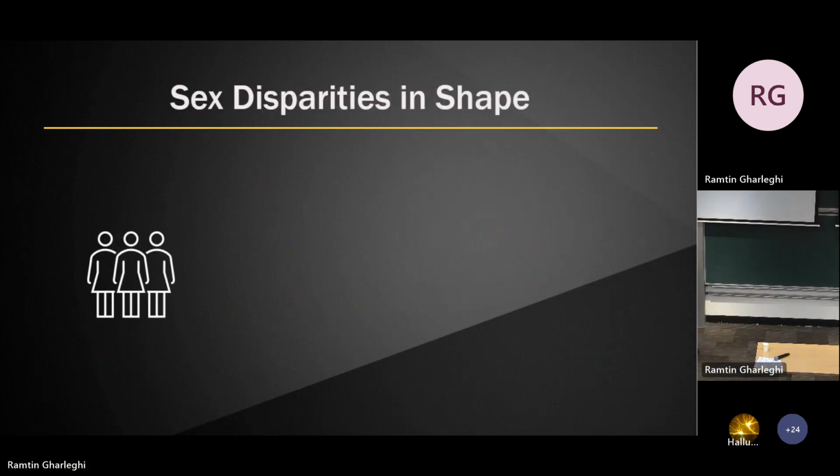Surprisingly, one of them is actually women. So women are routinely misdiagnosed in terms of cardiovascular health, and we don't understand enough what the sex disparities are within cardiovascular health.